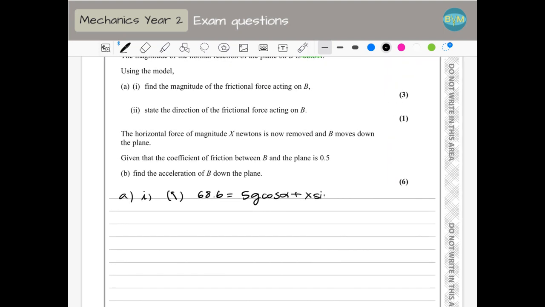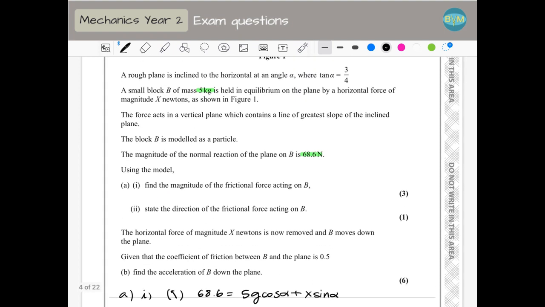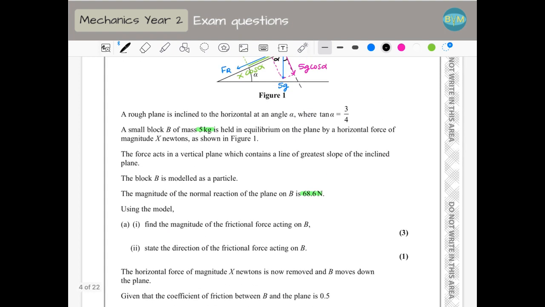When they give you the tan of the angle and the numbers are nice, like these ones, remember it's better to use the triangle. So this is alpha, tan is 3/4, and if you use Pythagoras, this is 5.